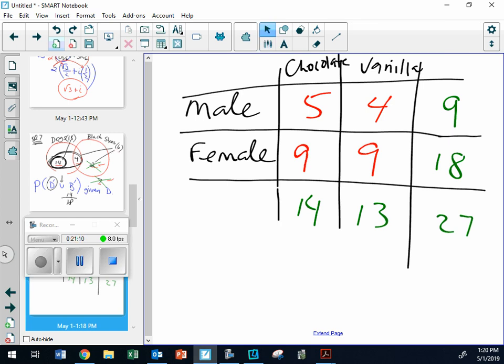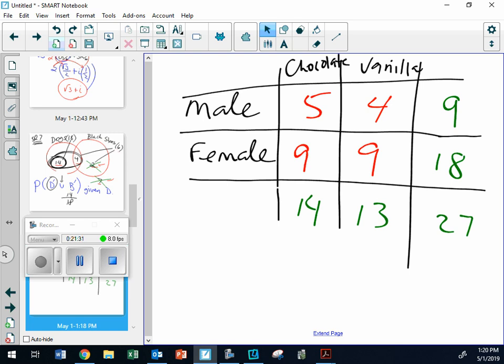What was the question again? If I pick a random person, what's the probability that they would like vanilla? Did you say 13 out of 27? Raise your hand if you did. Okay, awesome. Now listen to how subtle the difference is here, and it totally changes the question.